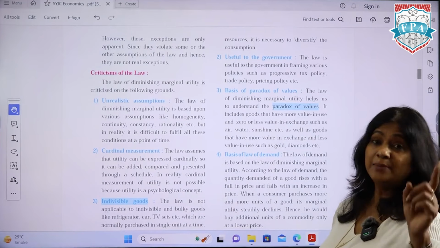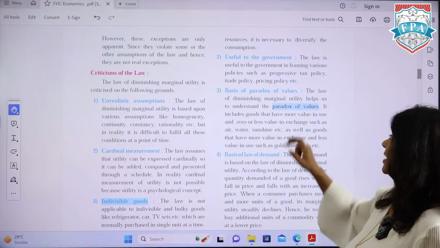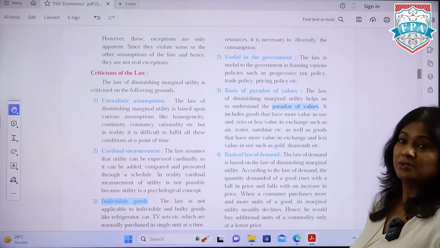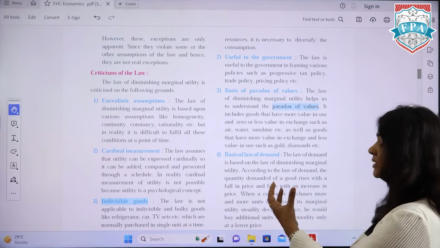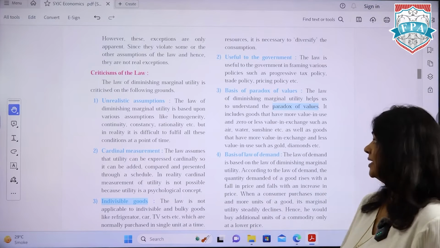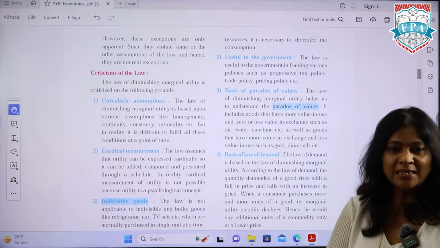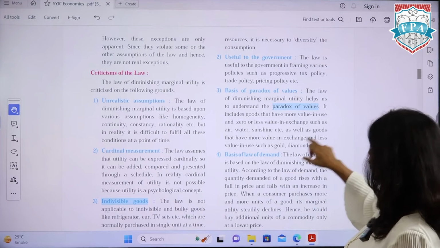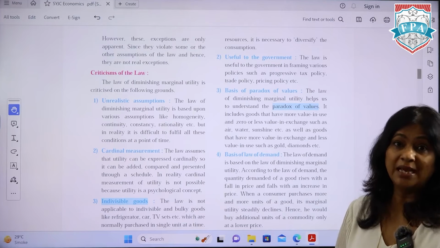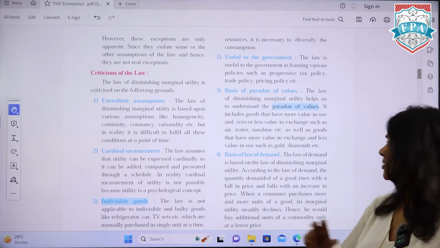Most importantly, it helps you to understand this paradox of value. It helps us to understand that goods that have more value in use and zero or less value in exchange, like air, water, their exchange value is none or low, but value in use is more, right? But these are freely available, so obviously their price is low. But on the other hand, goods that have more value in exchange but less value in use, like gold, diamond, why are they expensive? So you understand that paradox of value in use and value in exchange.